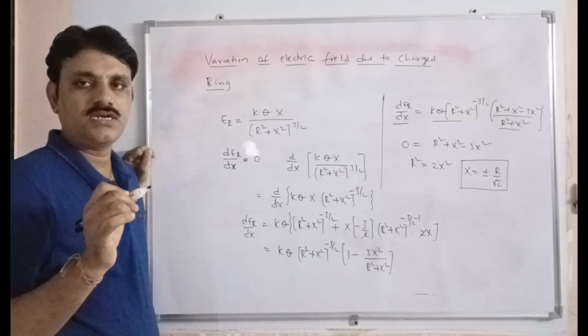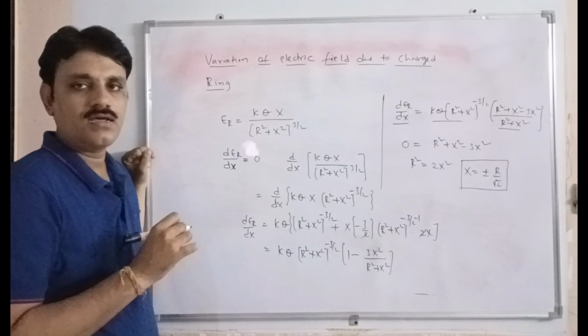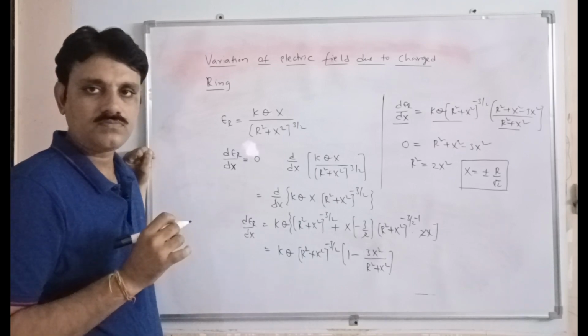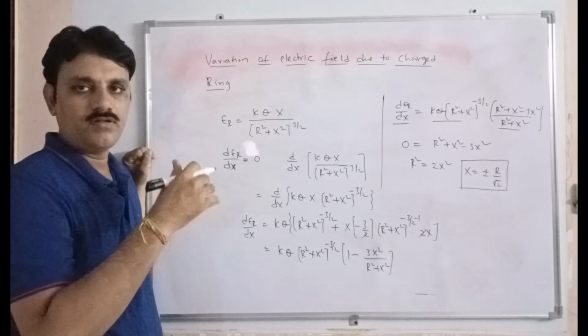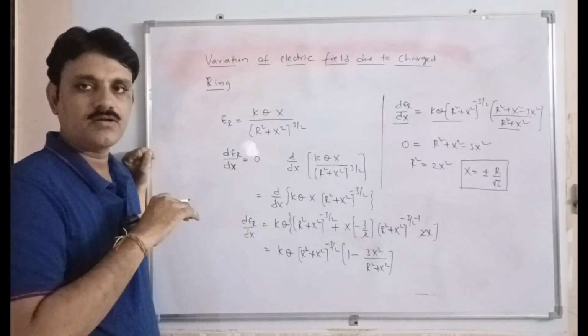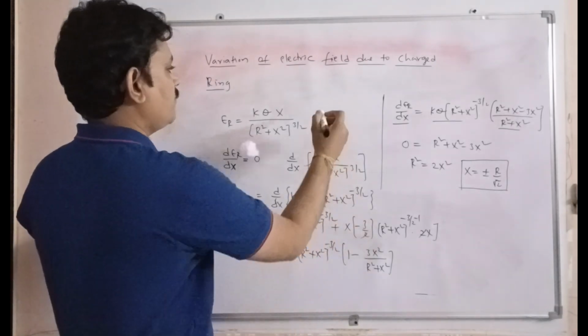So we differentiate the electric field factor and finally we calculate x is equal to plus or minus r by root 2. What does it mean? From the distance plus r by root 2, the electric field will be maximum, and at the same time from the distance minus r by root 2 also, the electric field value is maximum on the negative side.